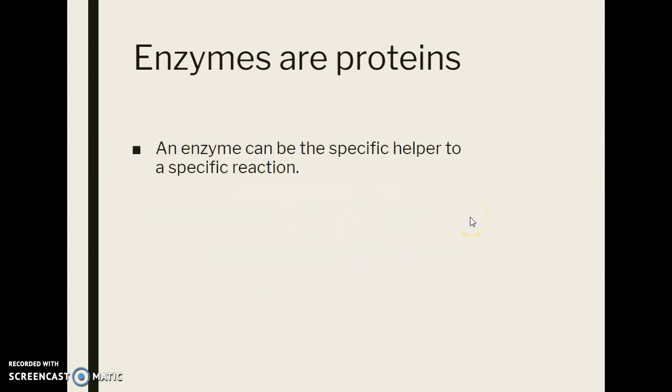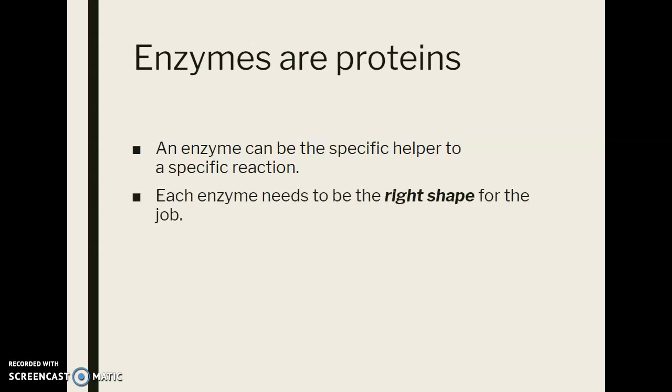Okay, an enzyme is a protein, and they're specific to specific reactions. We have to have a specific enzyme that breaks down starch. We have to have a specific enzyme that breaks down proteins. We have a specific enzyme that breaks down sugars. They're specific to each reaction. And they each have a specific shape.